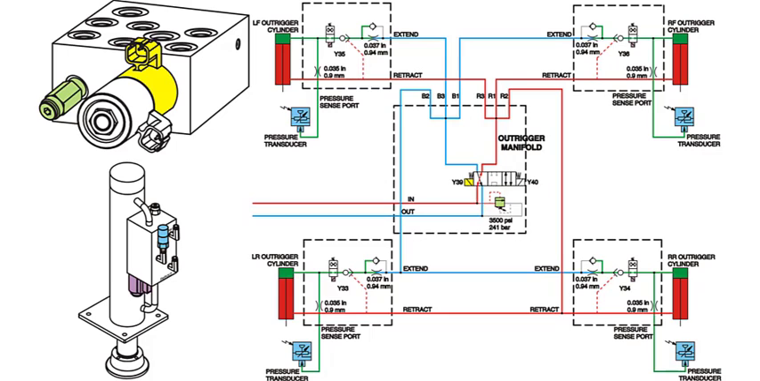After the rear outrigger cylinders have retracted for 2,500 milliseconds, Y35 and Y36 are energized, allowing all 4 cylinders to retract in parallel. When the pressure transducers indicate that all 4 outrigger cylinders are fully retracted, all outputs are shut off and an audible alarm sounds, indicating that lift is enabled.